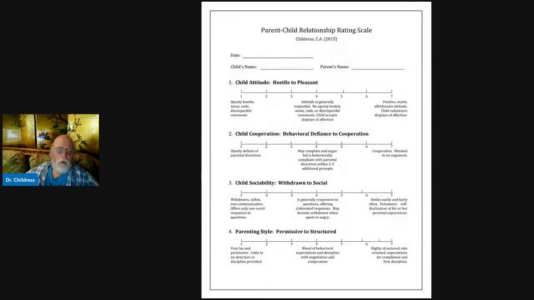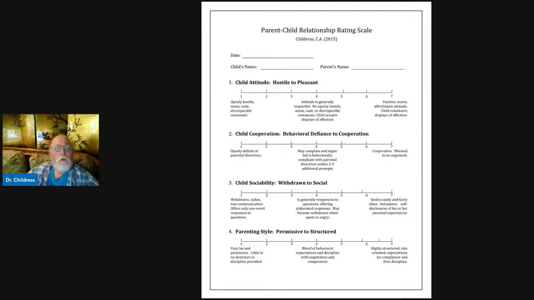And essentially, what I did was I came up with three items. Now, you'll see four items there. I'll talk about four later, but it's basically three items rating on a 1 to 7 scale. The items are affection, cooperation, social involvement. So the first one there is a child's attitude, hostile to pleasant. I didn't use the word affection. I just kind of said attitude. Are you hostile? That's a 1 or a 2, or are you affectionate, cooperative, 3 and 4? Or affectionate, cooperative is a different rating.